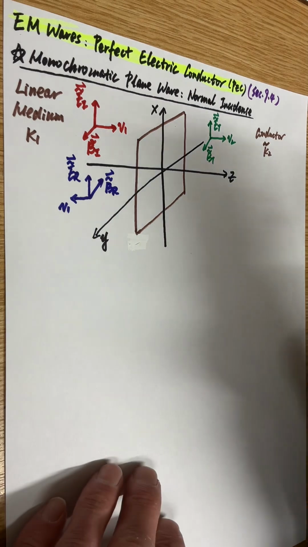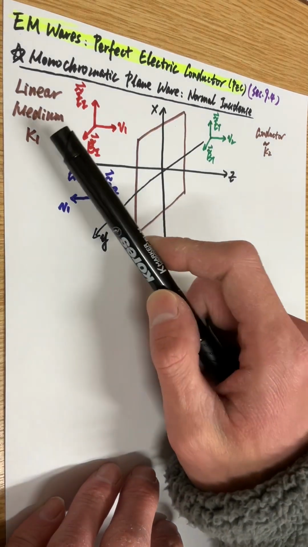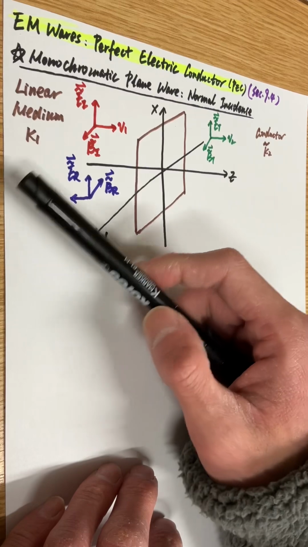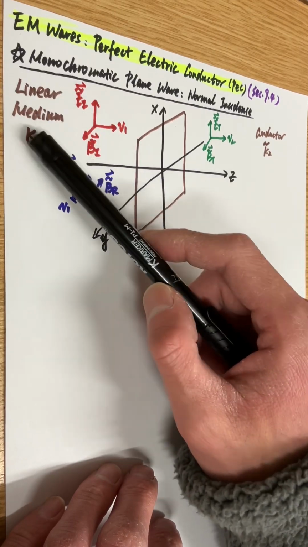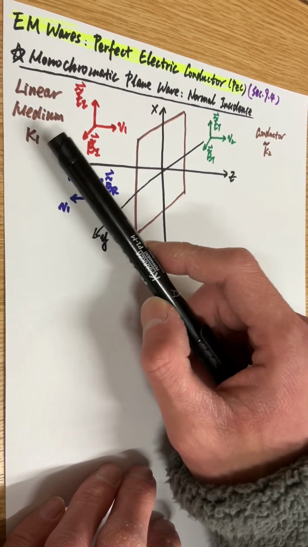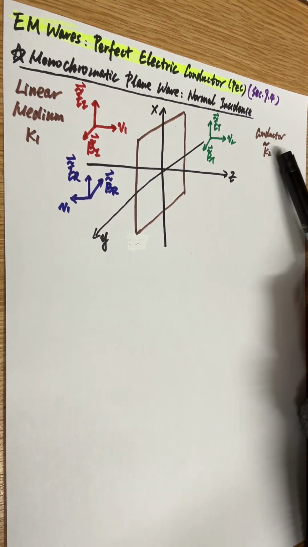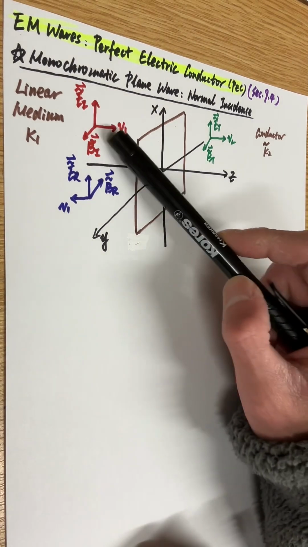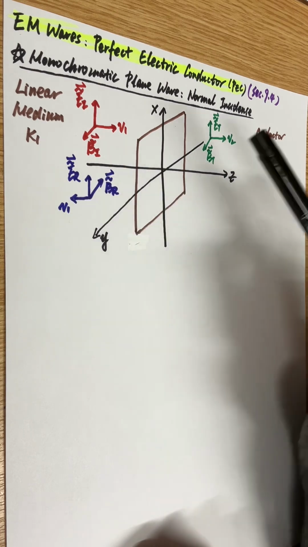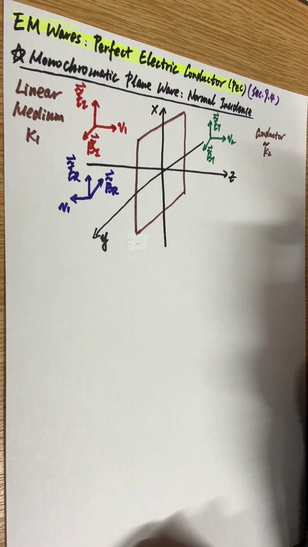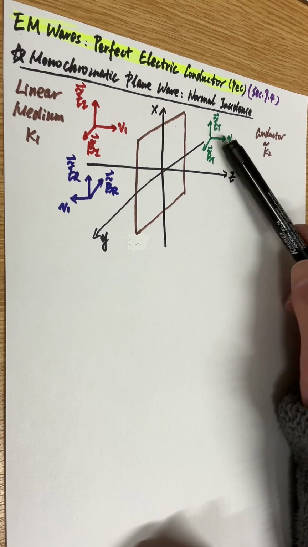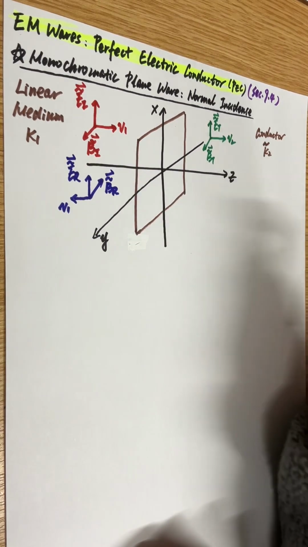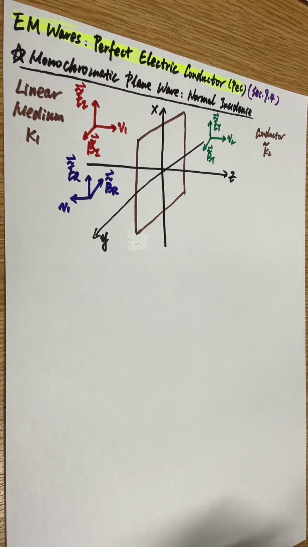Okay, so suppose we have a linear medium on one side. It could be free space as well. So this would be kappa 1, a real valued wave number. And then on the other side we have a conductor, which has complex valued kappa 2. So now suppose we have an incident wave, a reflected wave, and a transmitted wave. We are still going to do normal incidence. That's already sufficient for us to prove our conclusion.